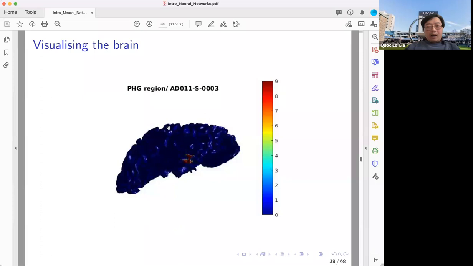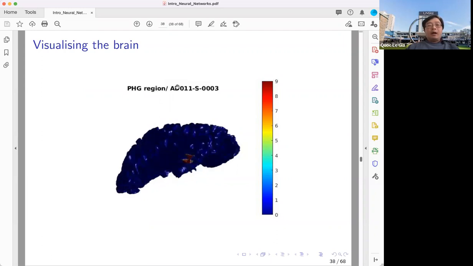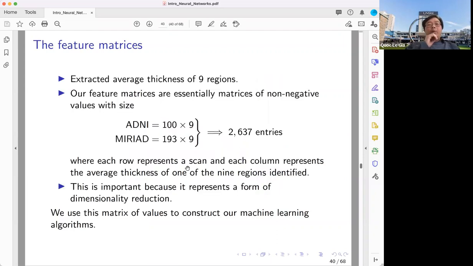Suppose you take a brain scan, then you can plot the PHG region like this. This is the red dot here, very tiny dots, and you have 9 regions like this. This one is for the AD patient, the Alzheimer's disease patient, and this one is the control patient, the normal patient, and you see that it is different here. Now if we just extract the thickness over those 9 regions, it's a very small matrix with about 2,600 entries. Those matrices become the feature matrix, and you use them as the input of the neural networks.